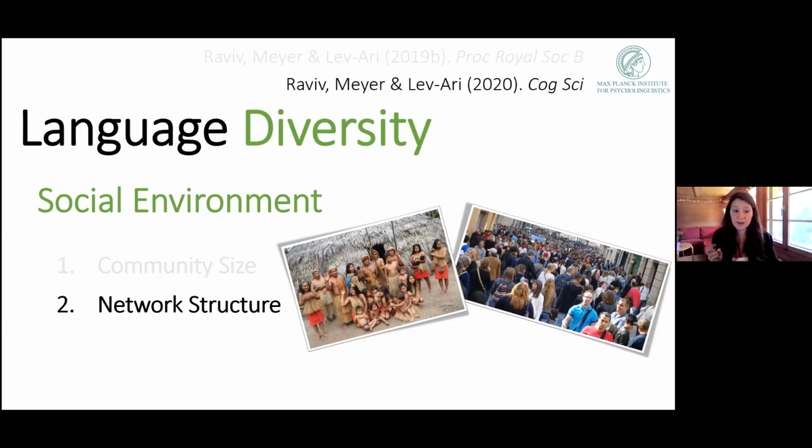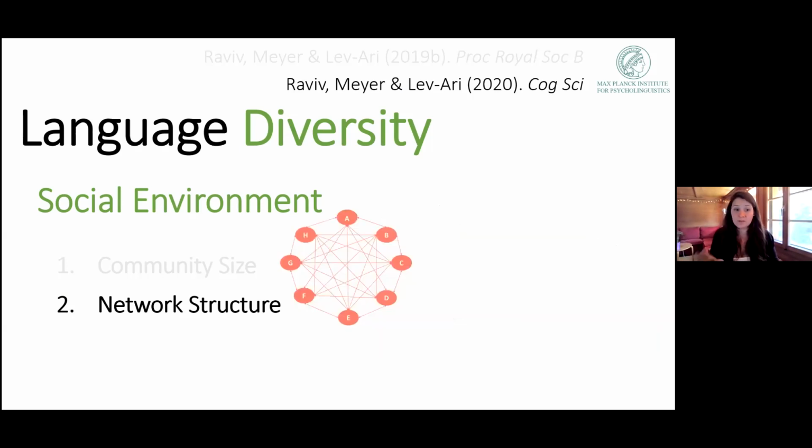So I compared three different types of networks. The first network that I looked at was the fully connected network. It was just like before, where everybody speaks to everybody. This resembles maybe very early human societies. It's quite rare nowadays; maybe you can still find this structure in some hunter-gatherer communities or some remote villages.